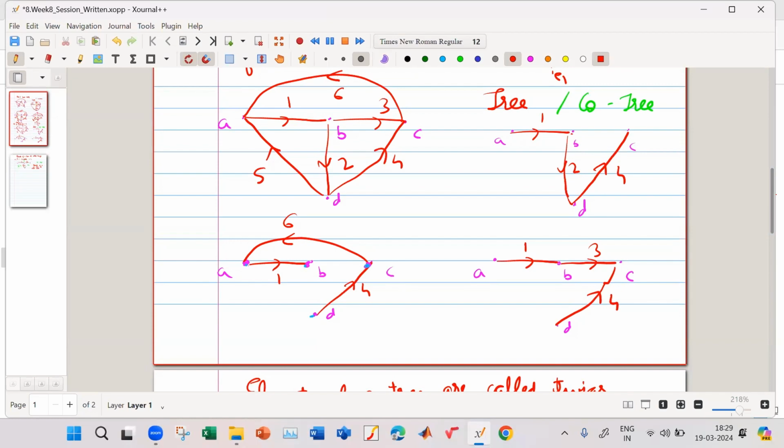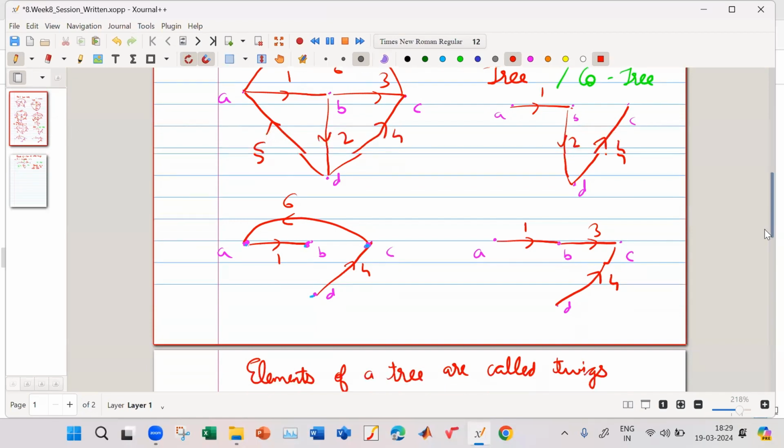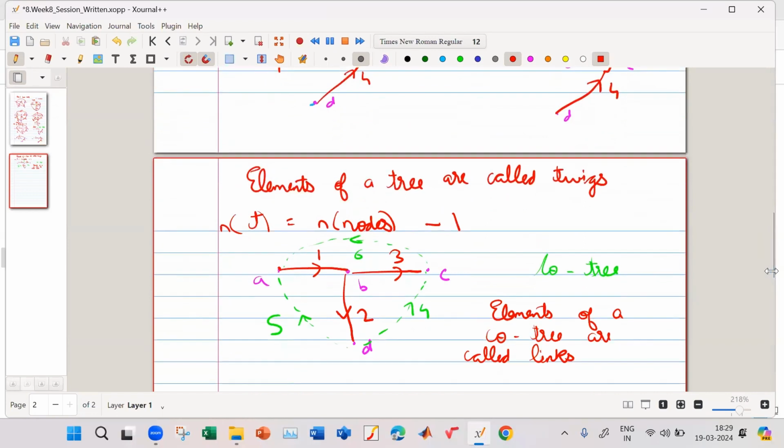Usually they advise to select the first three, 1, 2, 3, serial number wise. So it makes the matrices and everything easier in solving.